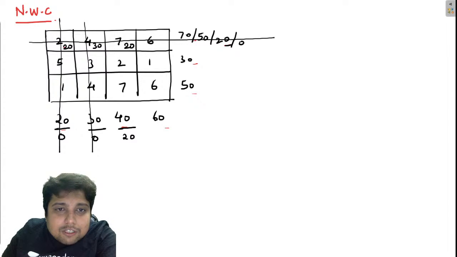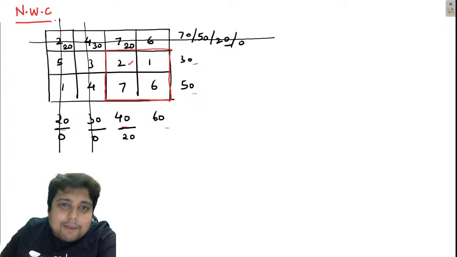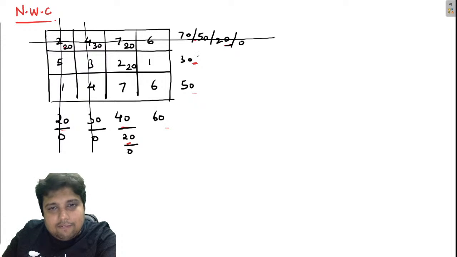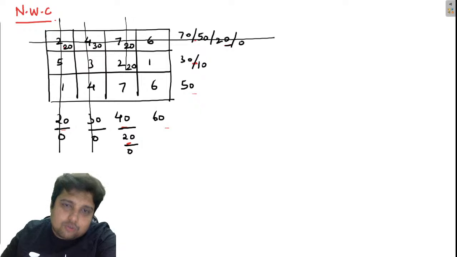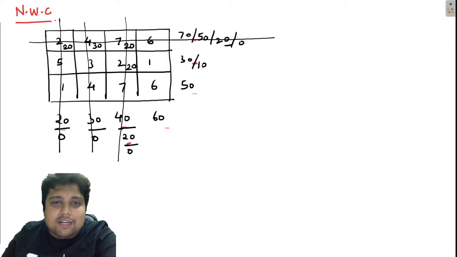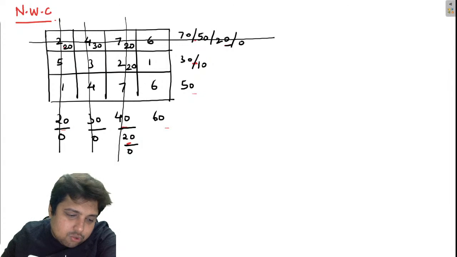Now only this much matrix is left. In this matrix, the northwest element is 2. Now I will target 2. It is asking for 20. I can supply 30. I have a big heart. Let us give 20 units. Only 10 will be left here. This is going to close. Now out of these two, 1 and 6.